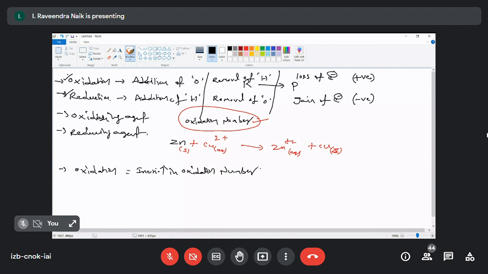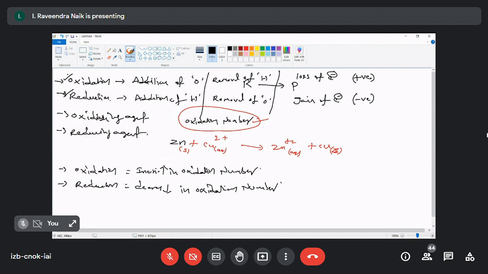So in oxidation, the increasing oxidation number is oxidation. And reduction means a decrease in oxidation number. Decrease in oxidation number.